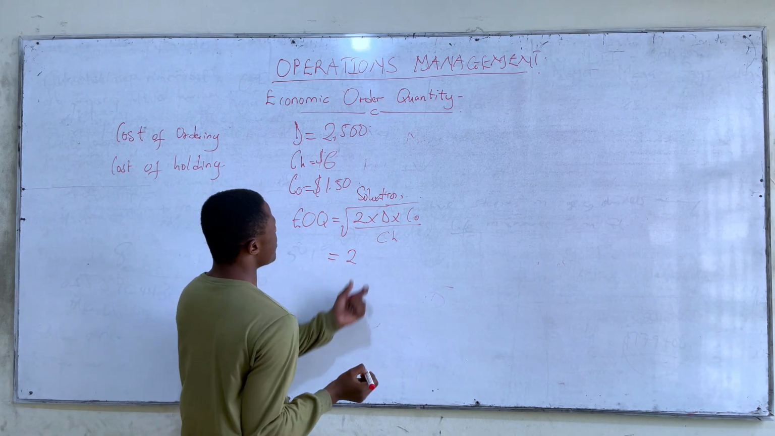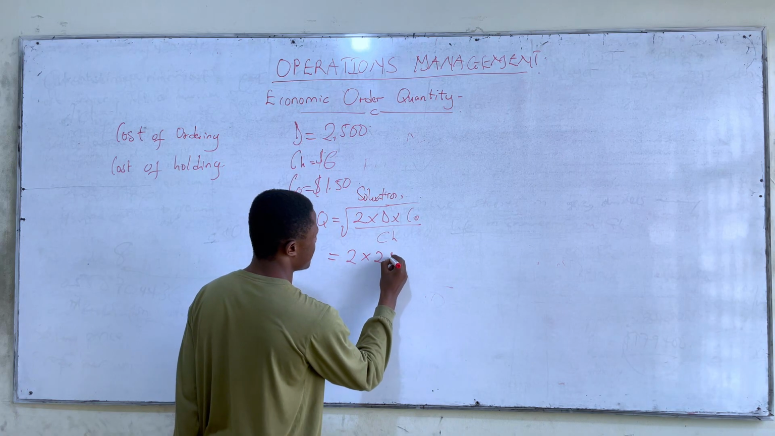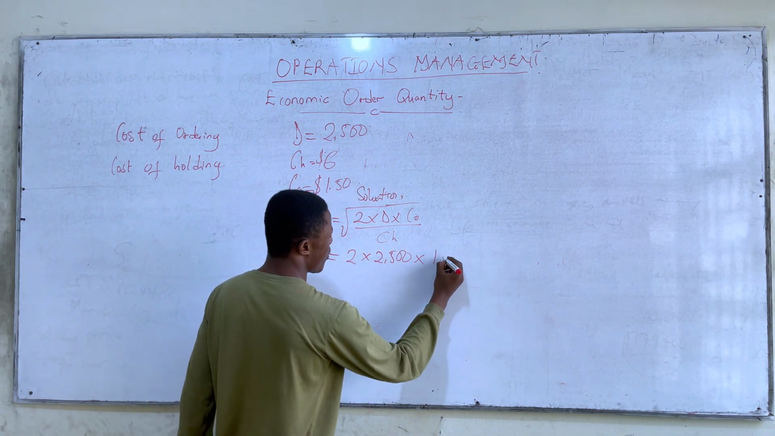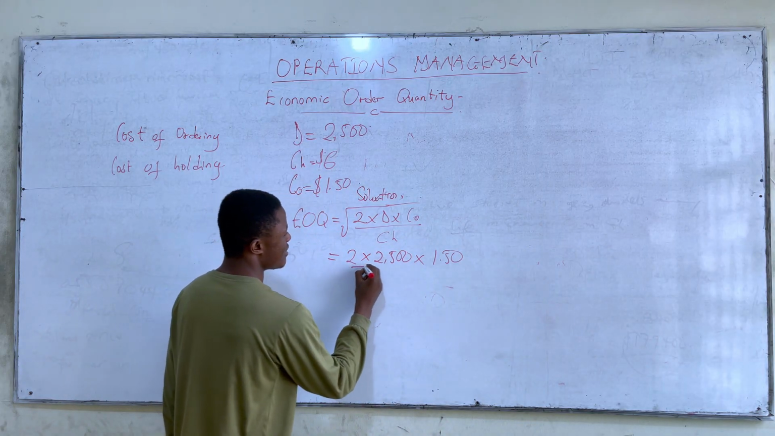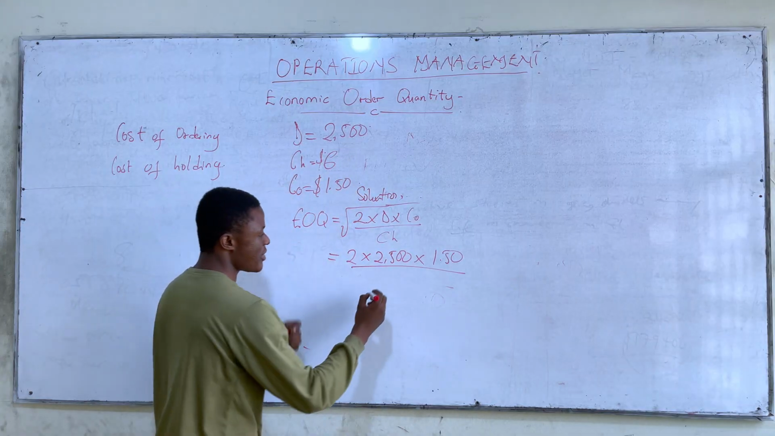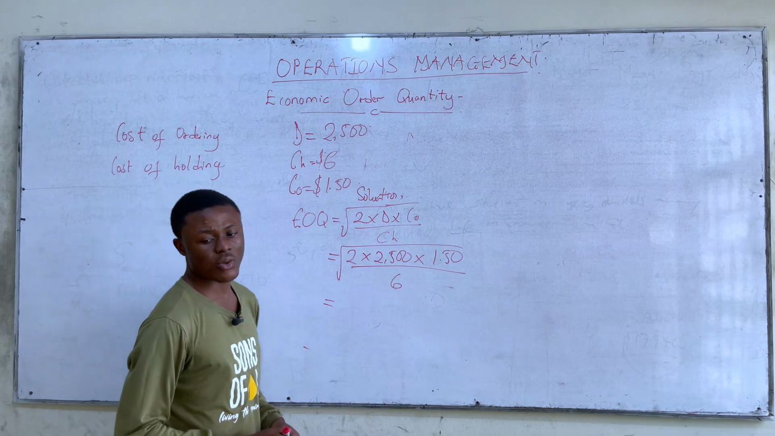So 2, what is our demand here? Our demand here is 2,500. And what is our cost of ordering? Our cost of ordering is 1.50 divided by our cost of holding, which is $6. Are we good? Great. So here you put all these in your calculator. What will be the answer?